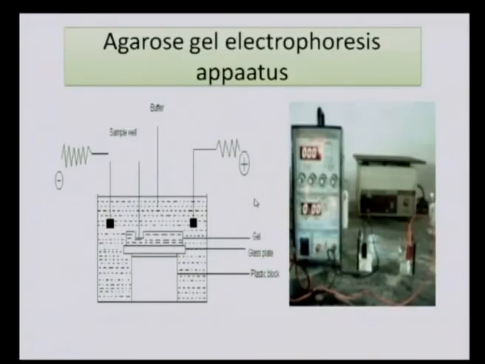In this image you can see how the agarose gel electrophoresis apparatus looks like. On the left side you can see a buffer tank. The broader one is a buffer tank, where you are going to load the buffer, and in the middle there is a casting tray. In this casting tray we are going to pour the gel. Once the gel gets solidified, we are going to remove the comb, and into those wells we are going to load the DNA sample to be separated.